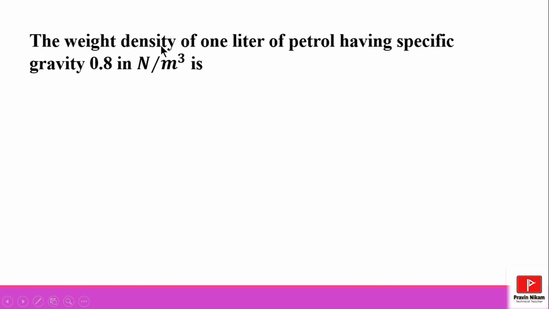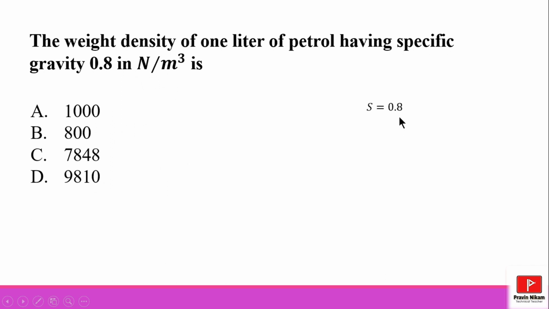Next, the weight density of 1 liter of petrol having specific gravity 0.8 in Newton per meter cube is. Now specific gravity S is given, options are here. S is given and you have to calculate weight density, means gamma. So let us see how to calculate.